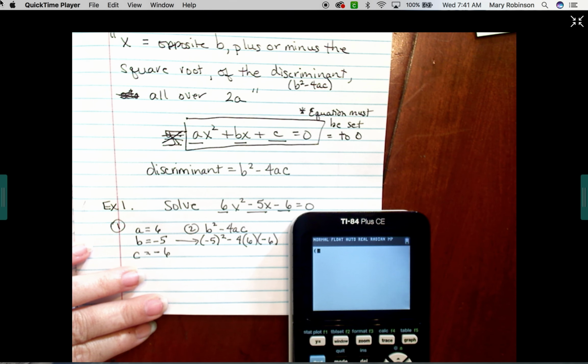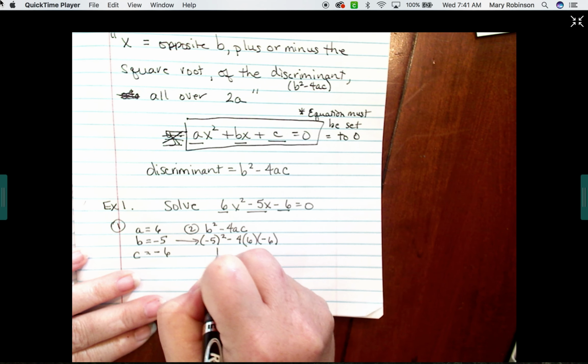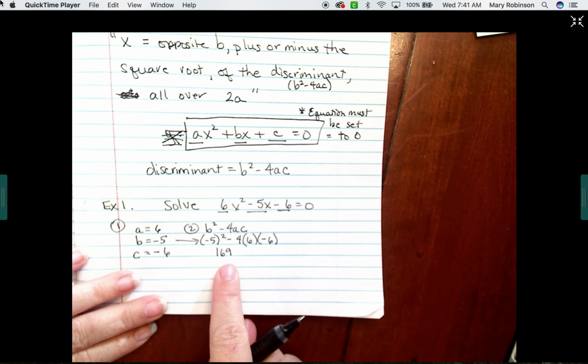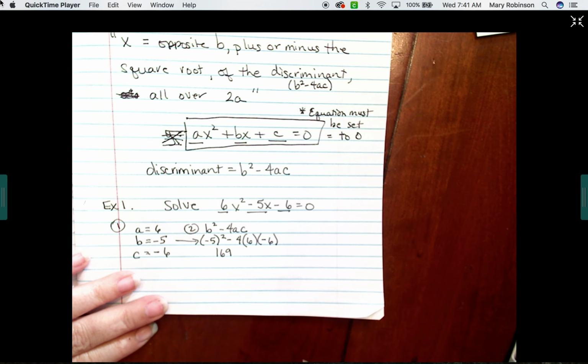But I'm going to type in parentheses, -5 squared. Make sure your square's on the outside. And I'm just typing it all kinds of wrong right now. -5 squared minus 4 times 6 times -6. And I get 169. Now, when I get 169, that stands out as a perfect square. And remember, when we simplified radicals, you should know your perfect square values.